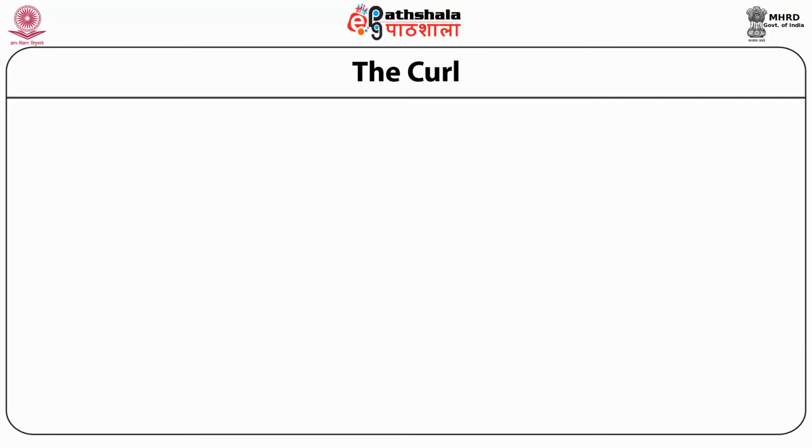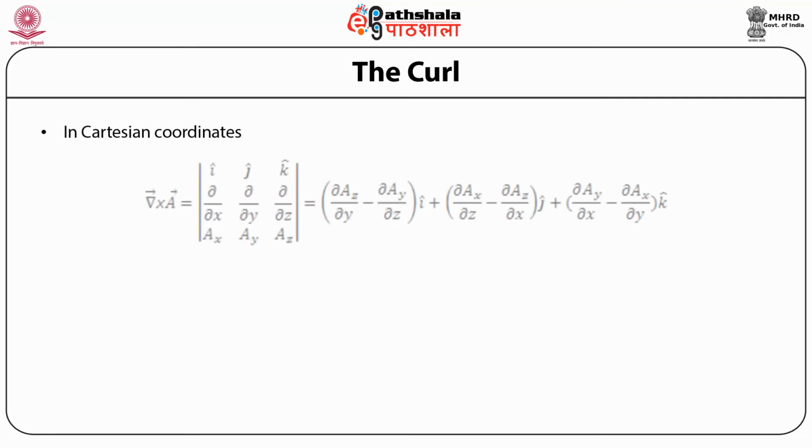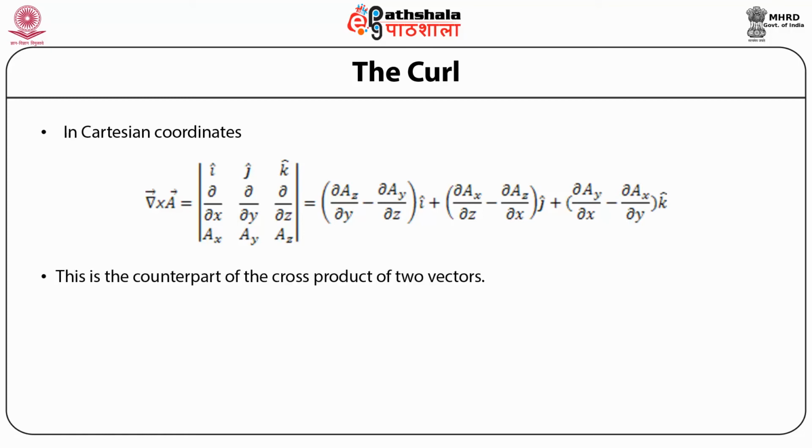Let us see the curl. In Cartesian coordinates, del cross A vector is equal to the determinant of i cap, j cap, k cap, del by del x, del by del y, del by del z, Ax, Ay, Az, which is equal to del Az by del y minus del Ay by del z into i cap, plus del Ax by del z minus del Az by del x into j cap, plus del Ay by del x minus del Ax by del y into k cap. This is the counterpart of the cross product of two vectors.